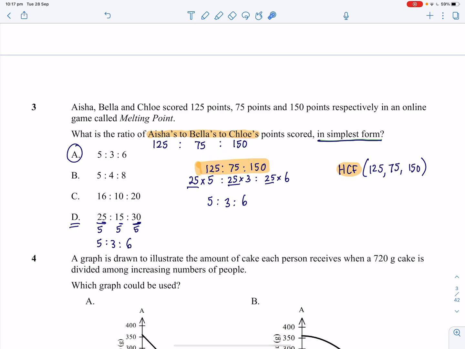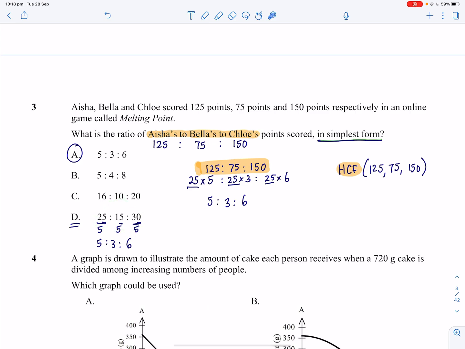Hopefully you got to this point. What you might have done from here is recognised that 5 is a factor of each of these numbers. And that's evident because 5 and 0 is the last digit in each of those three numbers. If you divided each of these numbers by 5, you would have got the answer D, which is 25, 15, 30.